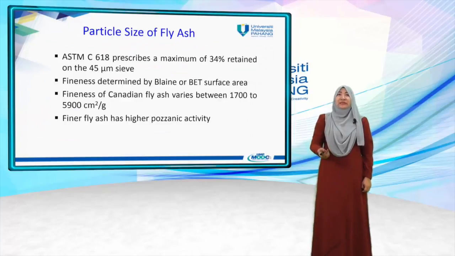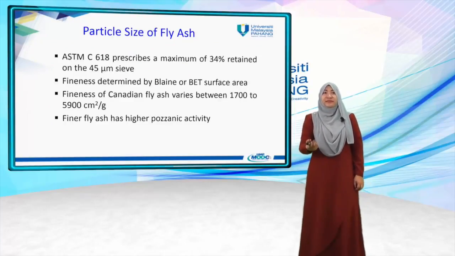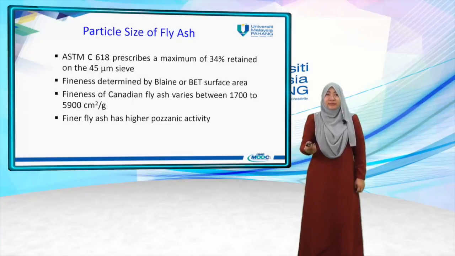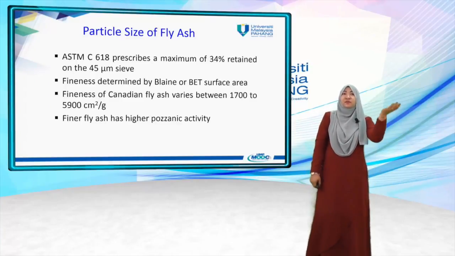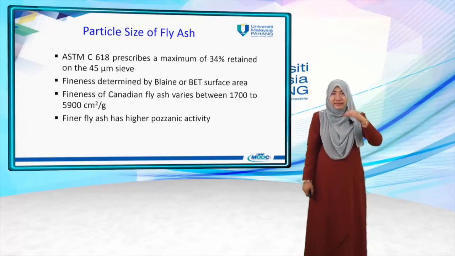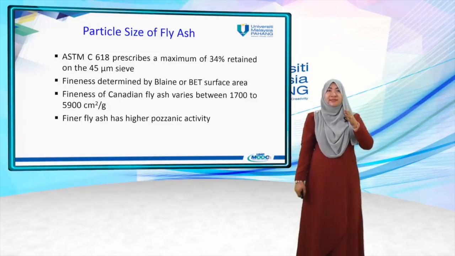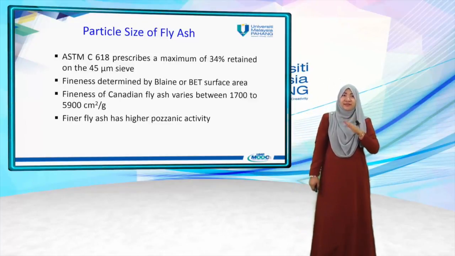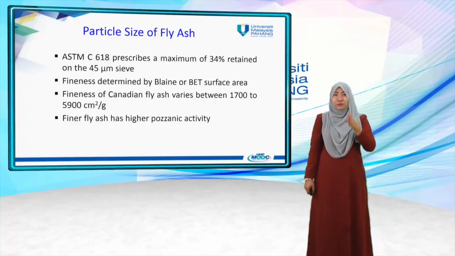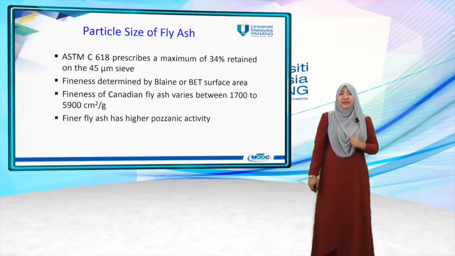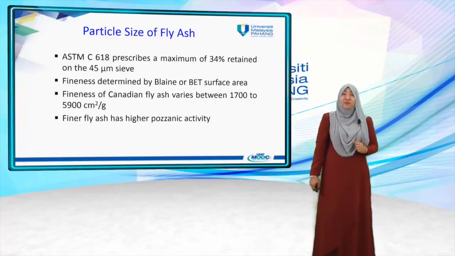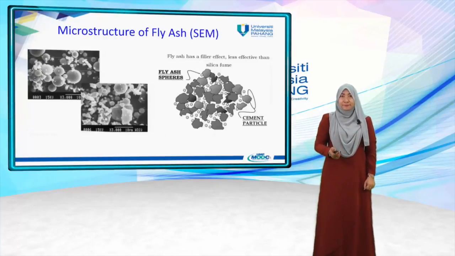So for the particle size of the fly ash, ASTM C618 prescribes a maximum of 34% retained on the 45 micrometer sieve. So we can classify that fly ash fineness, determined by Blaine or BET surface area, is 1,700 to 5,900 square centimeters per gram. So finer fly ash has higher pozzolanic activity.